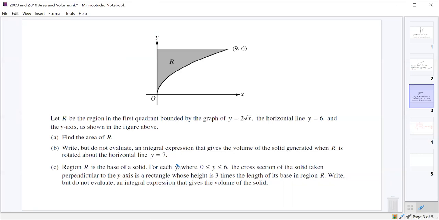Part B, we want to write, but we don't need to evaluate an expression to give the volume if we take this region and revolve it around y equals 7. So if we want to go around y equals 7, that's going to give us a gap in the middle. It's going to give us a washer cross section because our region is not fully pushed up against that line. And so it ought to be the outer radius, which will be from 7 to 2 root x. Right, this right here is 2 root x, and the whole distance here is 7. So the outer radius, capital R there, is 7 minus 2 root x.